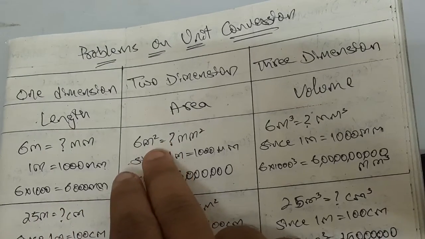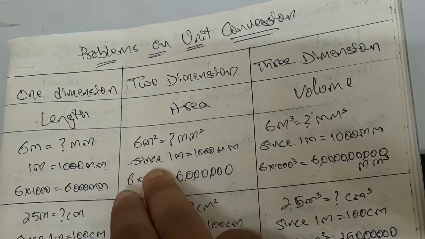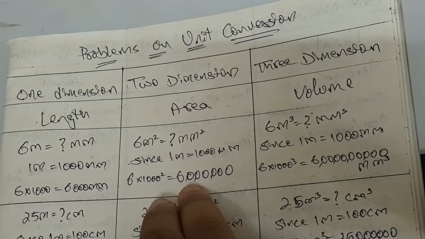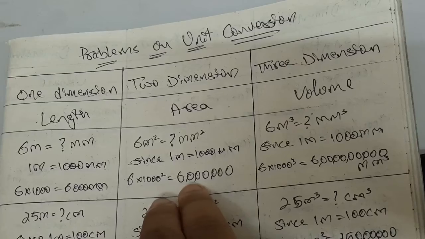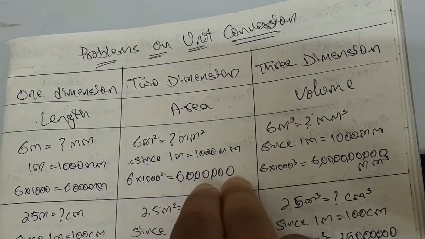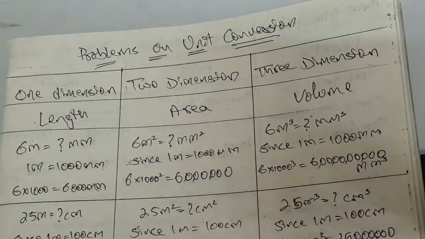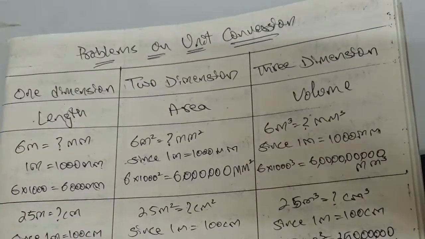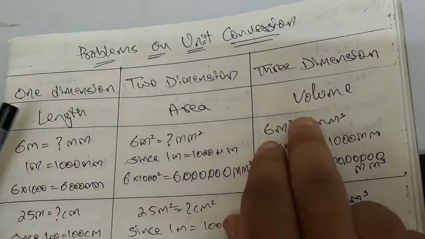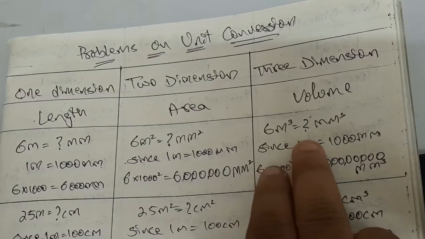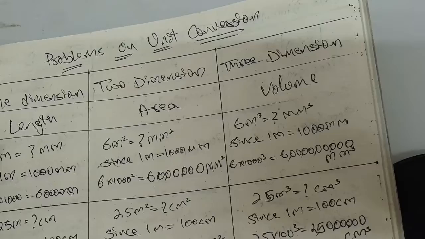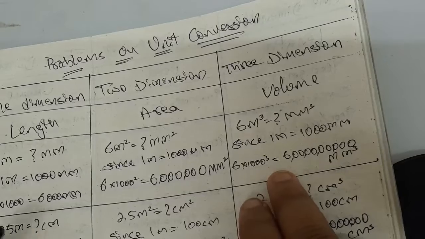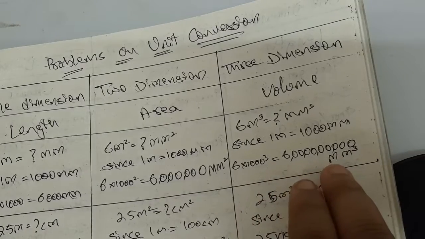Similarly, in the two dimension, 6 meter square is equal to how many mm square? Since 1 meter is equal to 1000 mm, 6 into 1000 square gives us 6 into 10 to the power of 6 mm square. Coming to the third dimension, we have volume. So 6 meter cube is equal to how many mm cube? Since 1 meter is equal to 1000 mm, we multiply 6 with 1000 cube. That gives us 6 into 10 to the power of 9 mm cube.